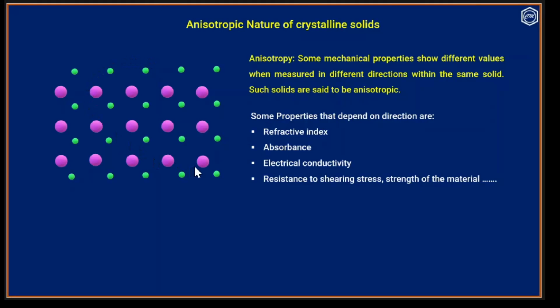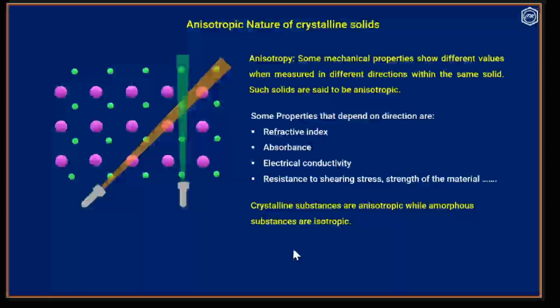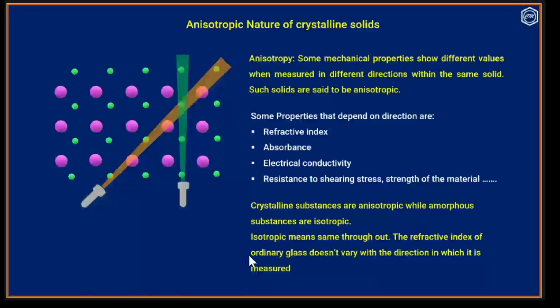So take a crystalline substance with a regular ordered arrangement of constituents. Suppose I measure a property, say refractive index, in this direction, I will get one value. Now I am measuring the same property in another direction. So the property measured will give a different value. Crystalline substances are anisotropic, while amorphous substances are isotropic. Isotropic means the same throughout. The refractive index of ordinary glass doesn't vary with the direction in which it is measured.